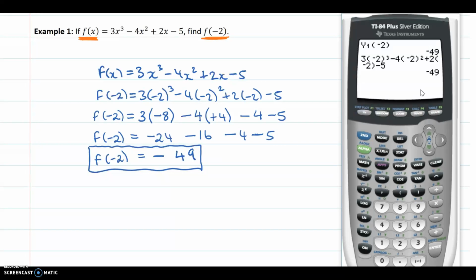Okay, not a difficult problem. The only reason we spent so much time on it is because we were looking at different ways of doing it.